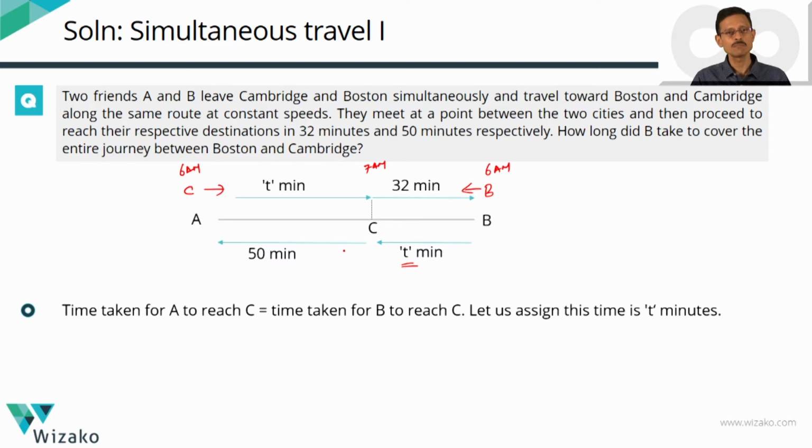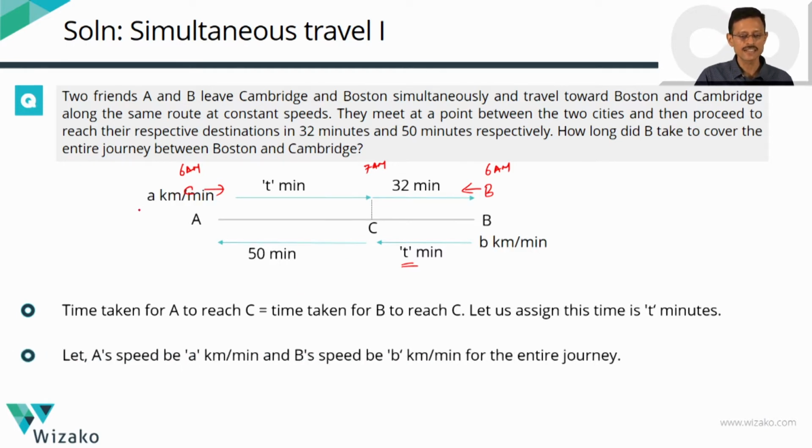I'm going to assign a couple of variables, and with that we can get started with the question. I'm going to assign a kilometers per minute as the speed at which A is traveling, and b kilometers per minute as the speed at which B is traveling. Look at the units I've selected. I've not gone for the traditional kilometers per hour or miles per hour. I've chosen kilometers per minute primarily because time is given to us in terms of minutes.